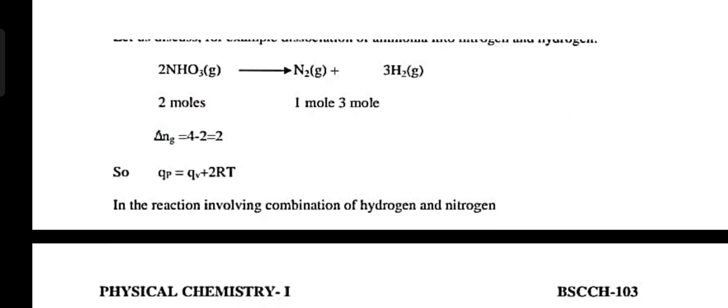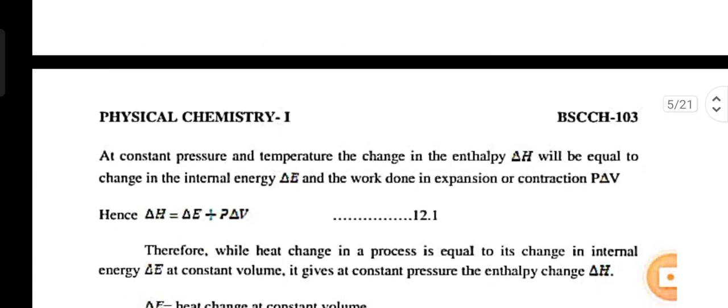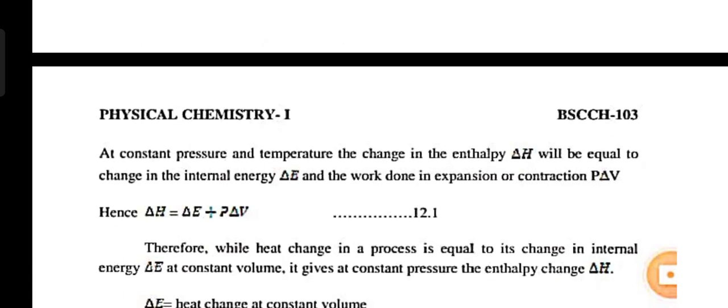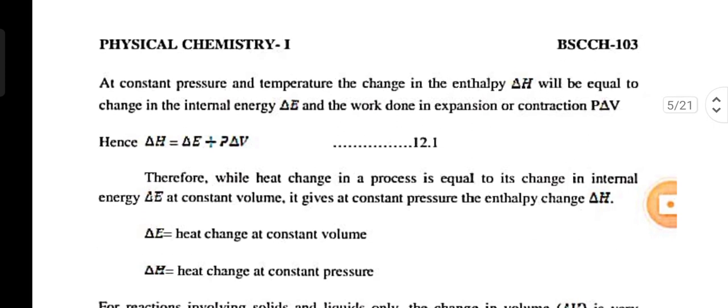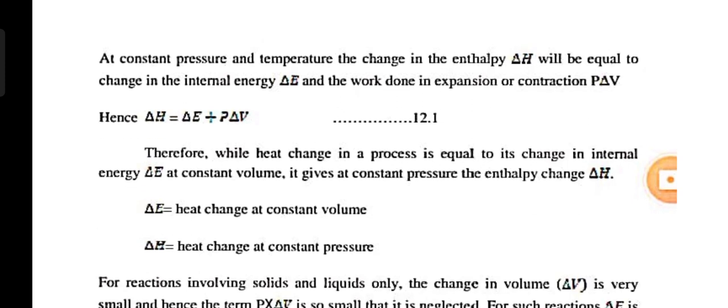In the reaction involving combination of hydrogen and nitrogen, at constant pressure and temperature, the change in enthalpy del H will be equal to change in internal energy del E and the work done in expansion or contraction P del V. Hence, del H is equal to del E plus P del V. Therefore, while heat change in a process is equal to its change in internal energy del E at constant volume, it gives at constant pressure the enthalpy change del H. Del E is equal to heat change at constant volume, del H is heat change at constant pressure.